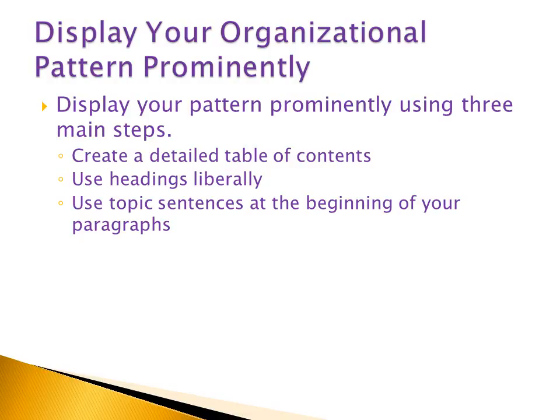A detailed table of contents can help your readers to be able to find the things that they want to without having to read the whole document if they don't want to. Headings help break up the topics so that readers will be able to know where one topic ends and the next topic begins. Topic sentences at the beginning of the paragraphs help the readers to be able to understand what they should be getting out of the following paragraph.